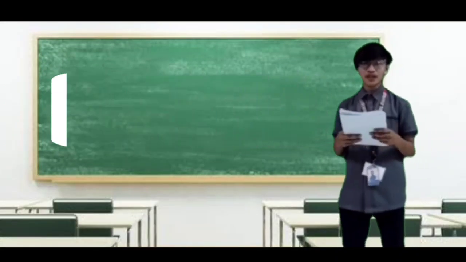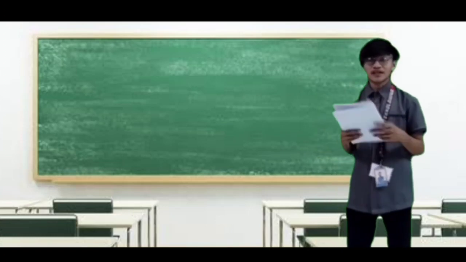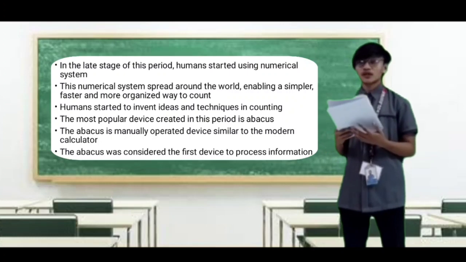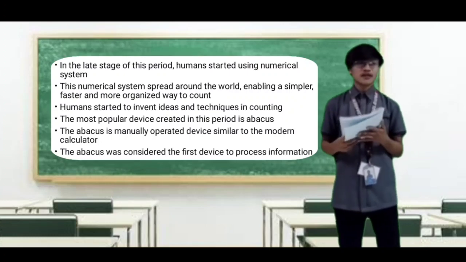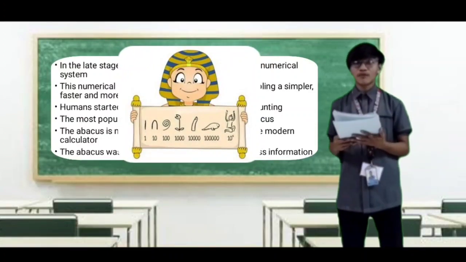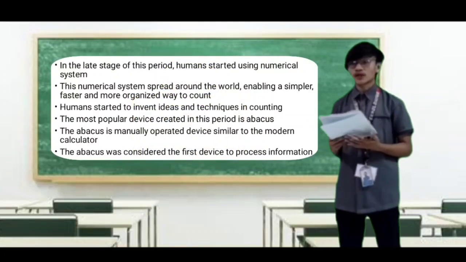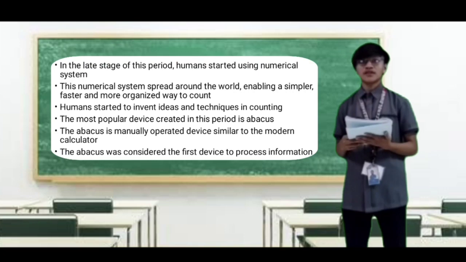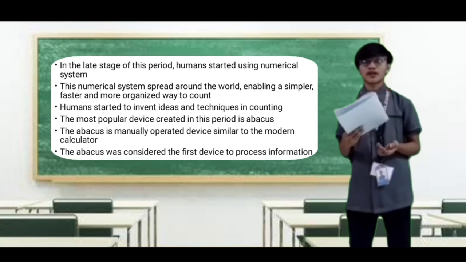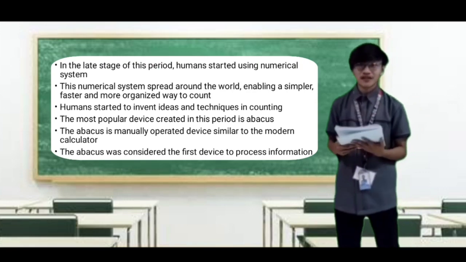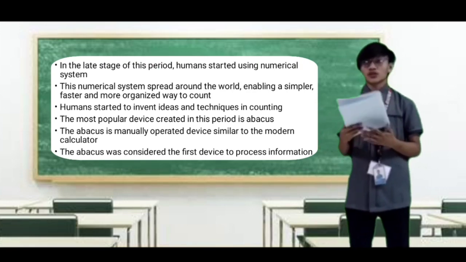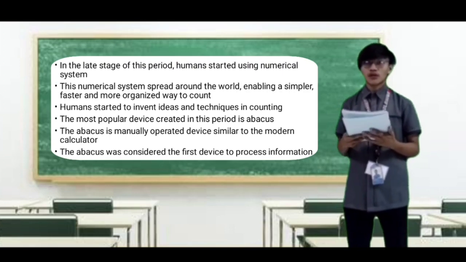Also in the pre-mechanical period, in the last stage of this period, humans started using the numerical system. This numerical system spread around the world, enabling a simpler, faster, and more organized way to count. So in the late stage of this period, they were also focusing on the numerical system. Humans started to invent ideas and techniques in counting. They wanted to invent something for them to count easily.